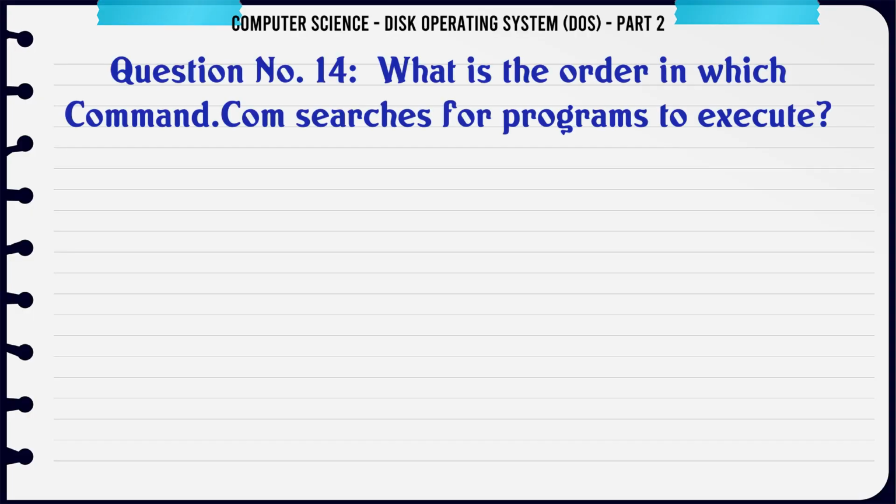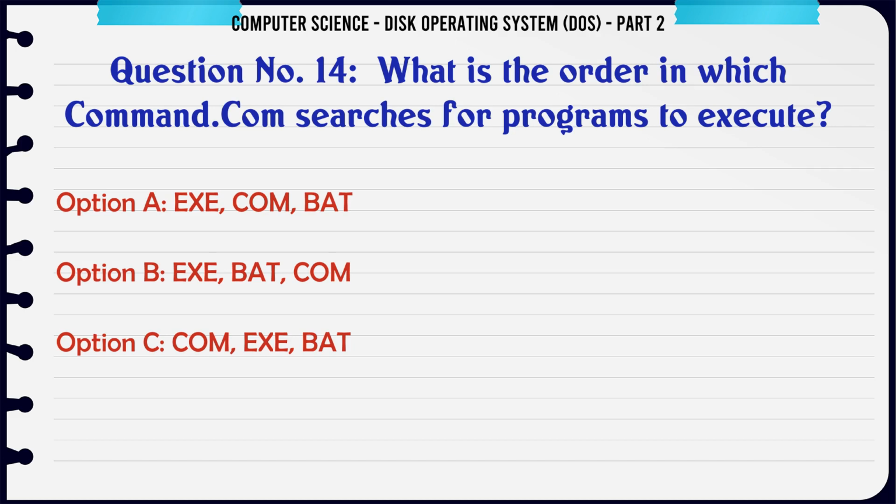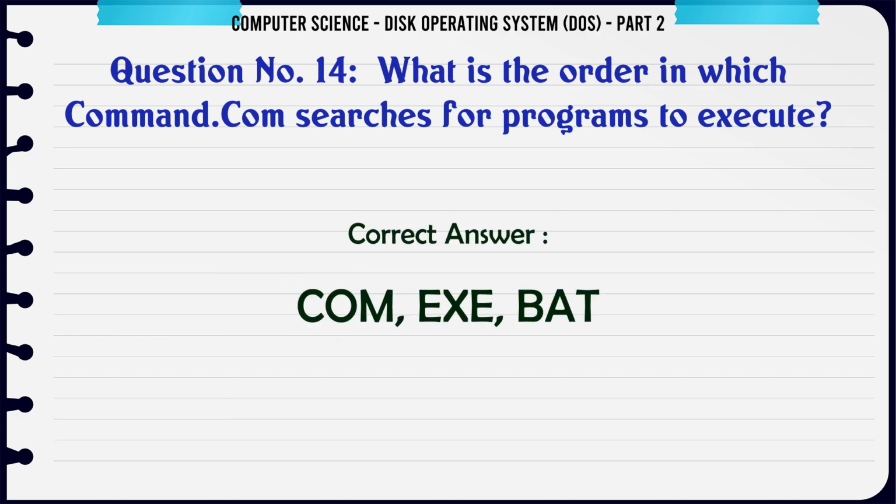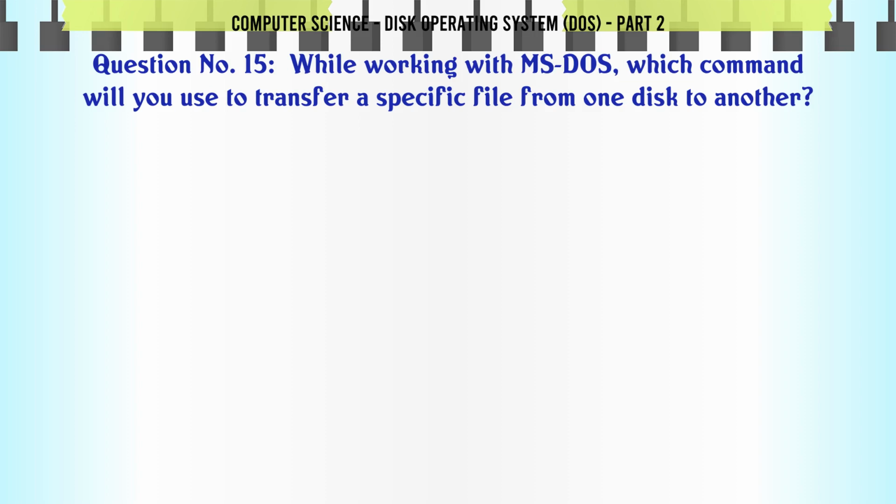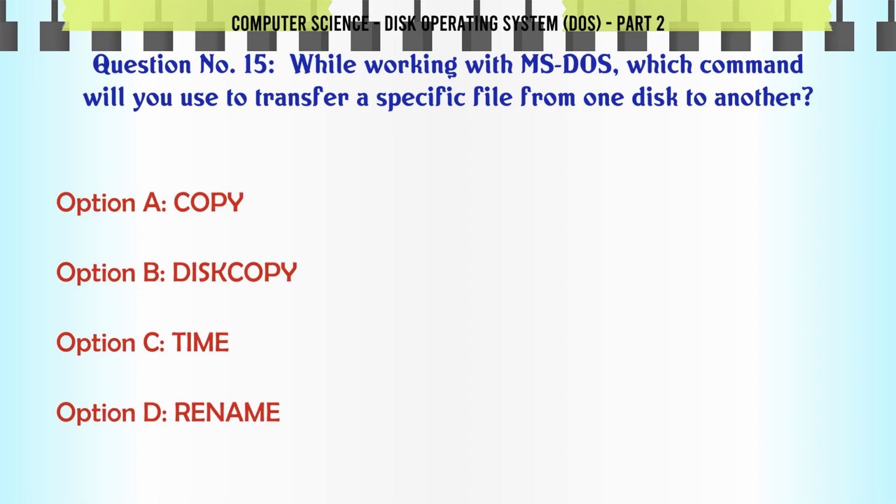What is the order in which command.com searches for programs to execute? A. EXE, COM, BAT. B. EXE, BAT, COM. C. COM, EXE, BAT. D. BAT, COM, EXE. The correct answer is COM, EXE, BAT.